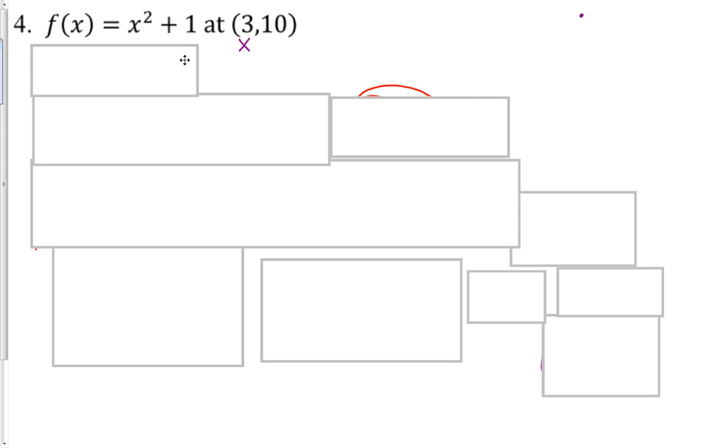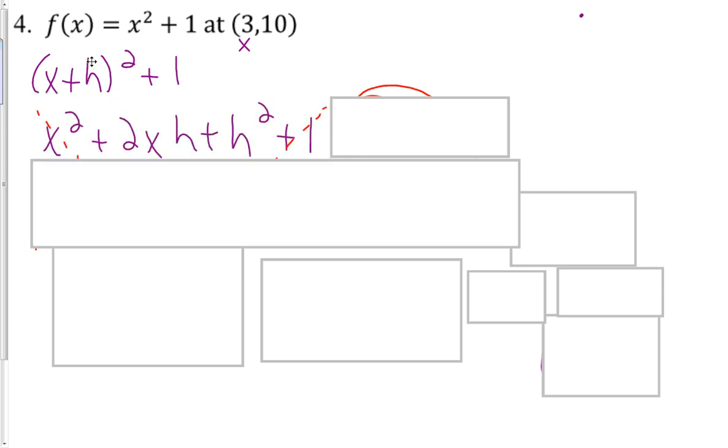f of x equals x squared plus 1, right? So now we're going to have a little bit of x left over. At 3, 10, right? We're finding the slope of the graph at 3, 10, algebraically. So f of x plus h minus f of x, all over h, of this. So x plus h squared plus 1, this is x plus h. Multiplying, we get x squared plus 2xh plus h squared. Plus 1 comes down, and now we're going to subtract the original.